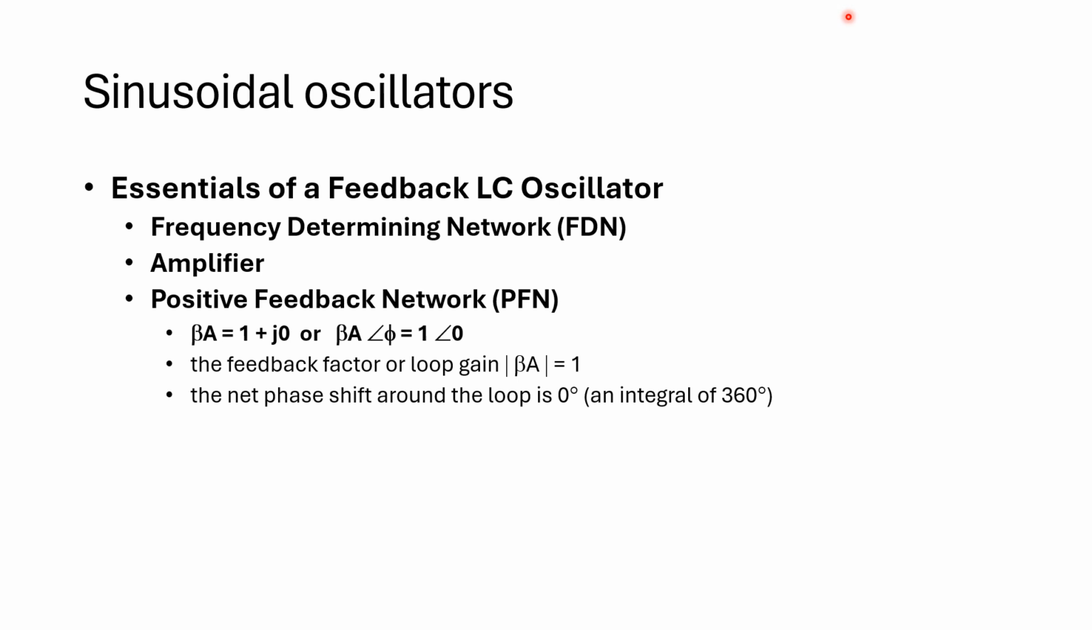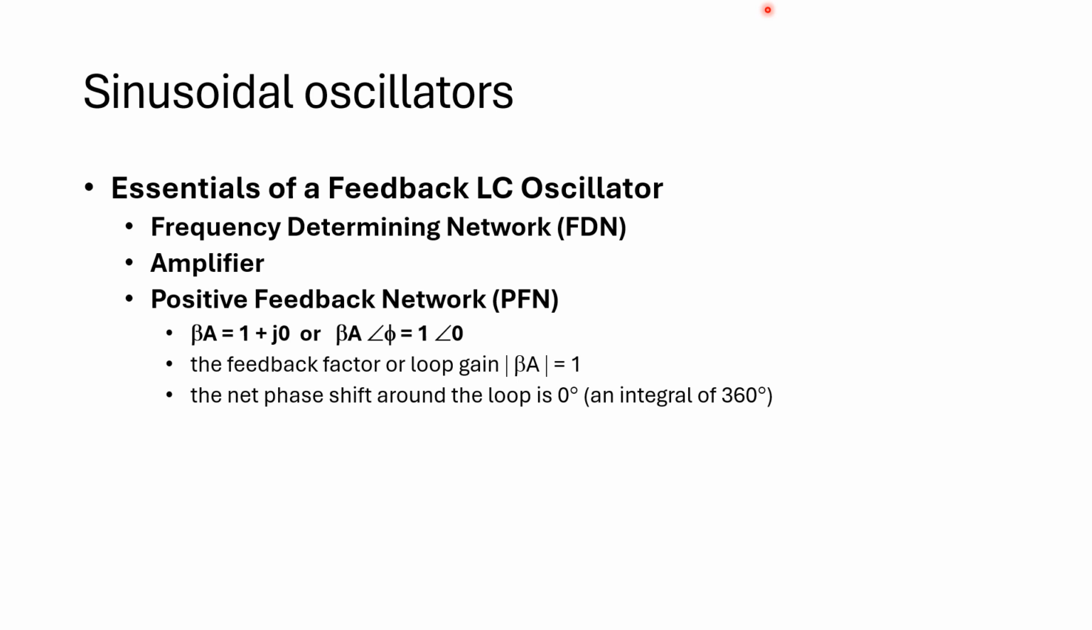Okay, so the positive feedback network transfers part of the output energy to the resonant LC circuit in proper phase. The amount of energy being fed back is sufficient to meet the losses, okay, the I squared R losses or the power losses in the LC circuit.